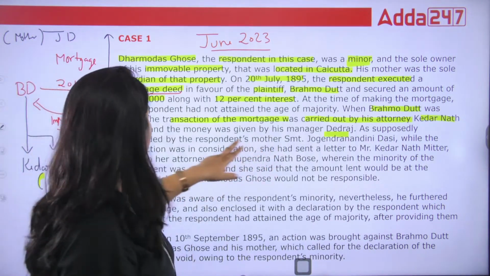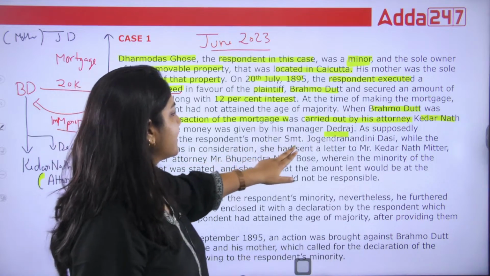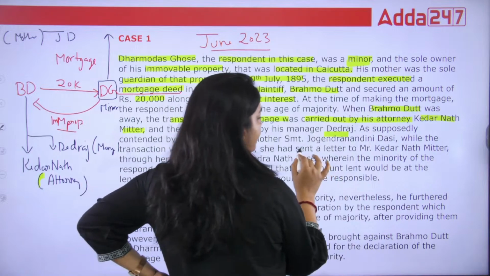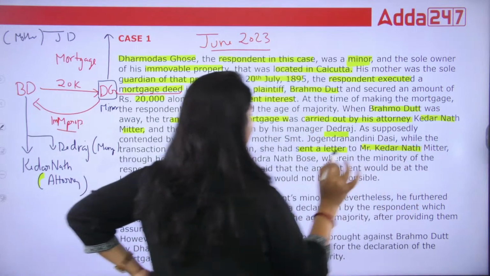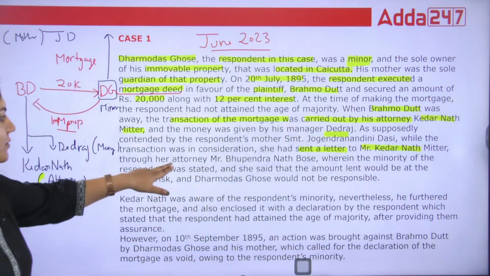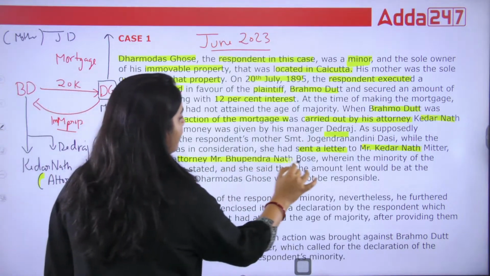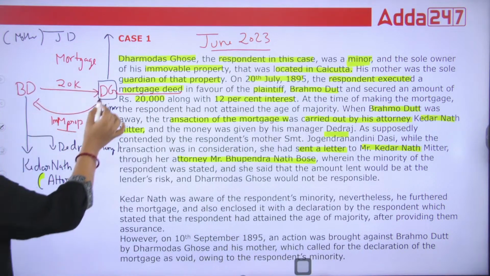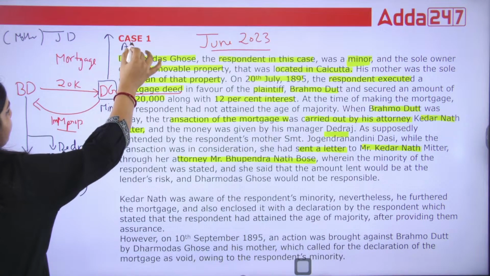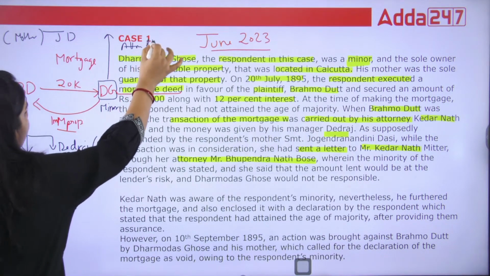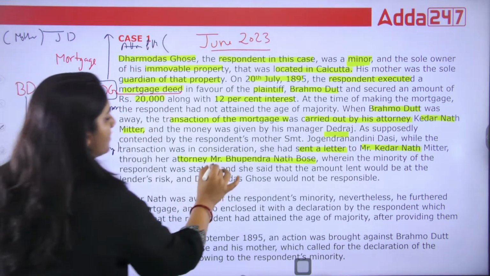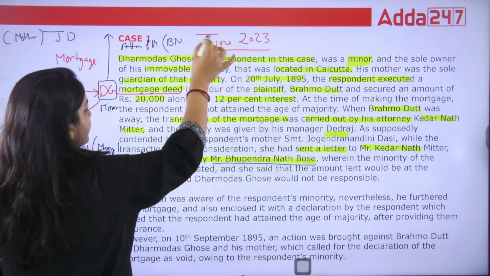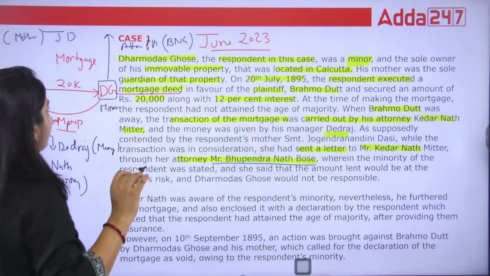While the transaction was in consideration, she sent a letter to Kedarnath. The lady, that is the mother, sent a letter to Mr. Kedarnath Mittar, that is an attorney, through her attorney Bhupender Nath Bose, the attorney of this minor. The attorney of the minor is Bhupender Nath. That is the attorney of this minor.